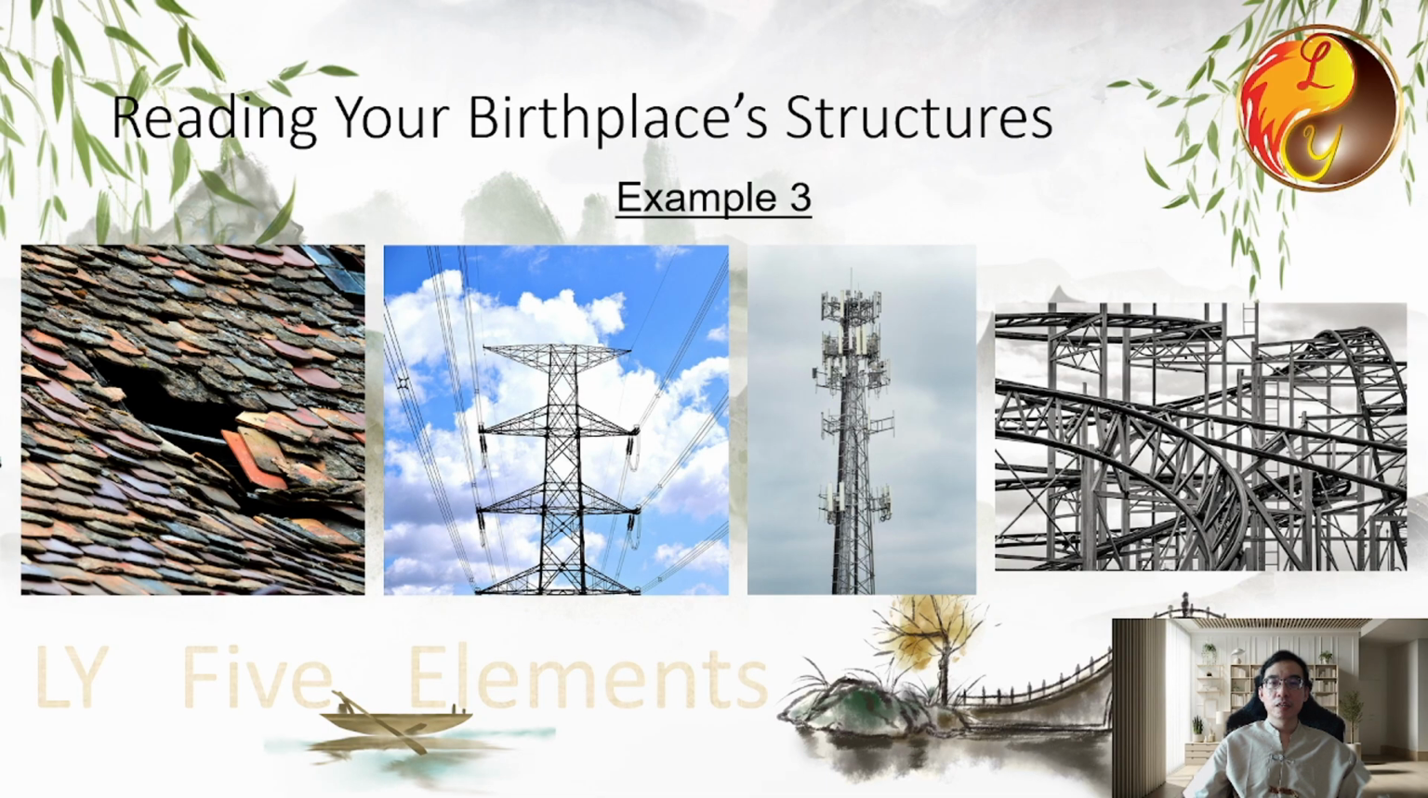For example, Geng represents a tall metallic object. It could be interpreted as a transmission tower, an antenna pole, or a tall metallic framework. Anything tall and metallic embodies the essence of Geng. So it's crucial to apply interpretations flexibly.